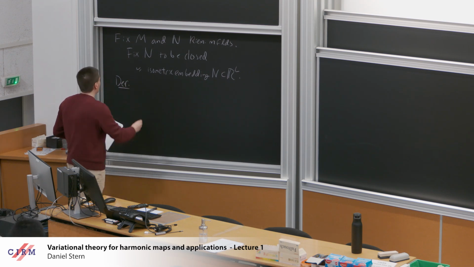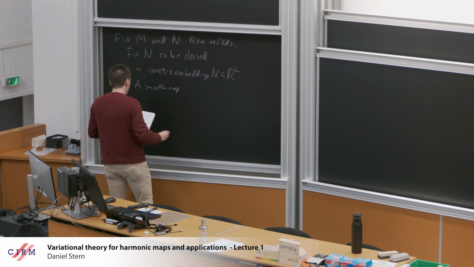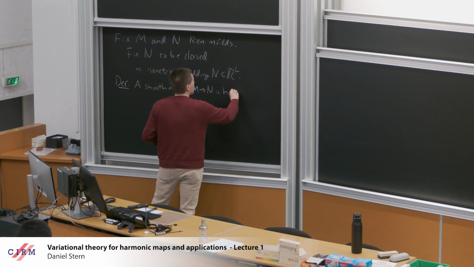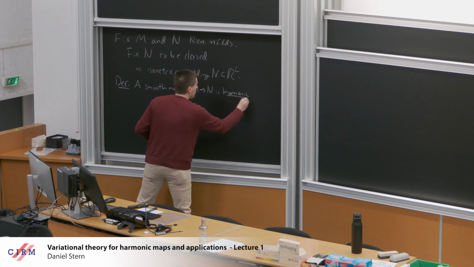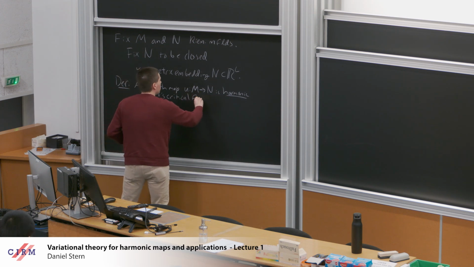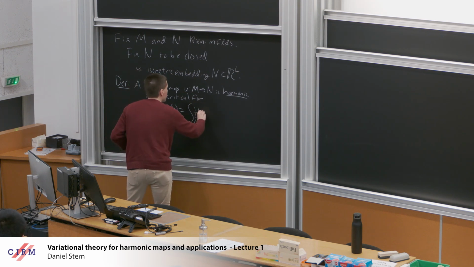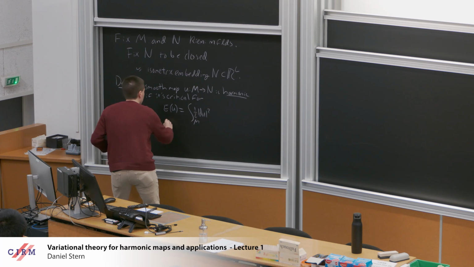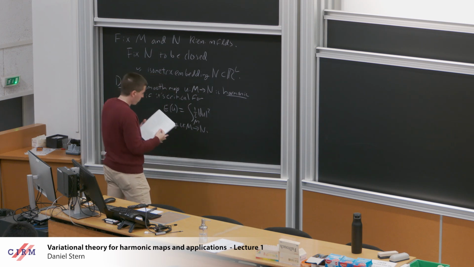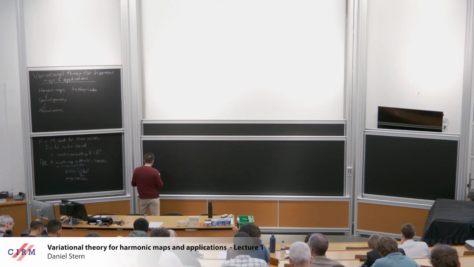Okay, and so let me remind you of a definition you all know. A smooth map, later we'll have to think about what happens when things aren't smooth, but let's start here. A smooth map from M to N is harmonic if it's a critical point for the Dirichlet energy within the space of maps from M to N, right? In other words, for all compactly supported perturbations u_t staying in the target.